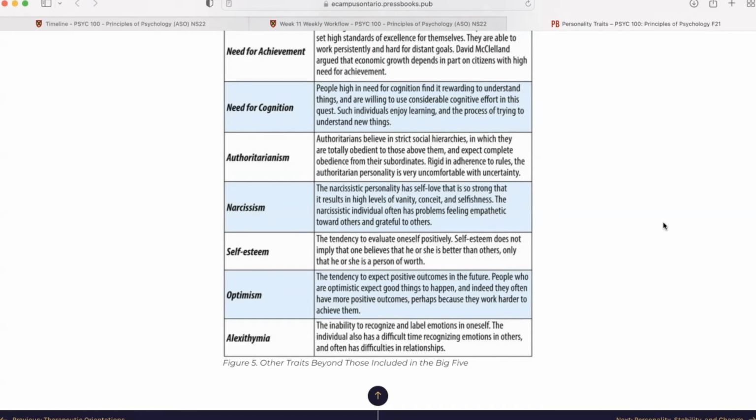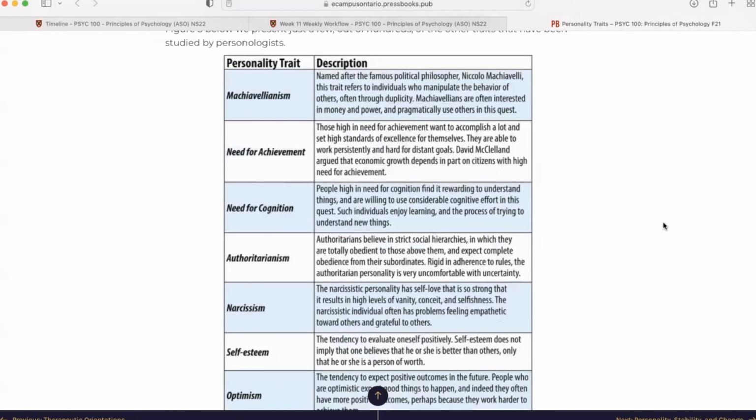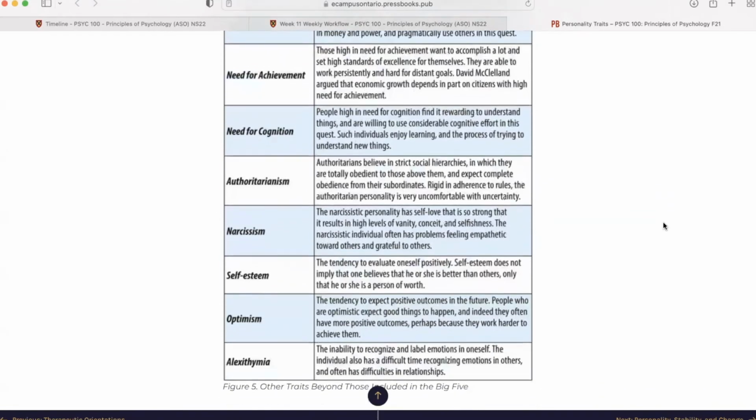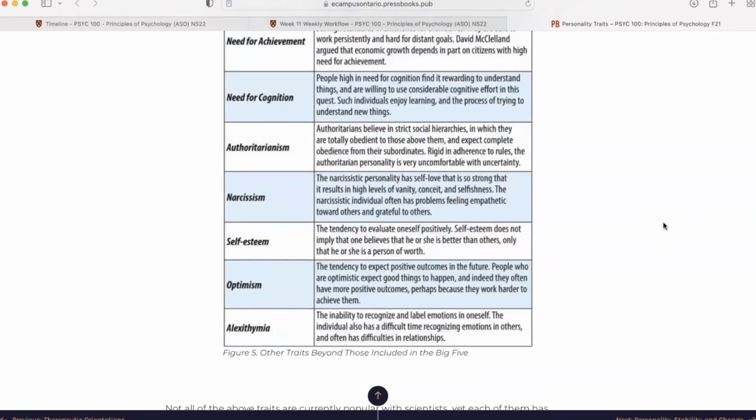Next is self-esteem, the tendency to evaluate oneself positively. Self-esteem does not imply that one believes that he or she is better than others, only that he or she is a person of worth. The next personality trait is optimism, the tendency to expect positive outcomes in the future. People who are optimistic expect good things to happen, and indeed, they often have more positive outcomes, perhaps because they work harder to achieve them.